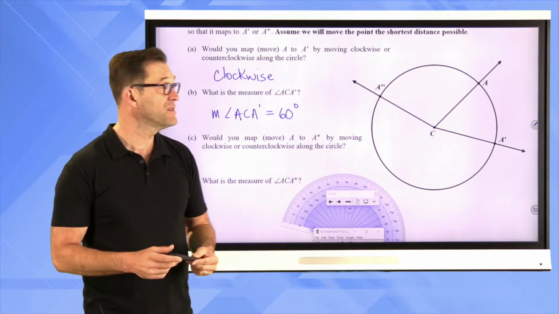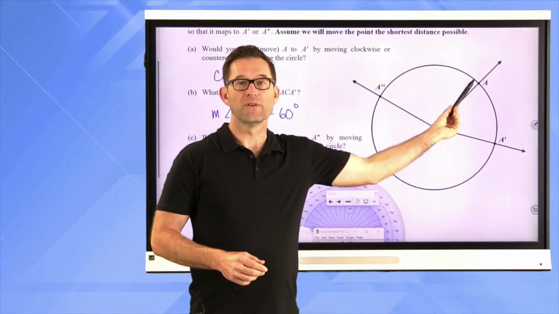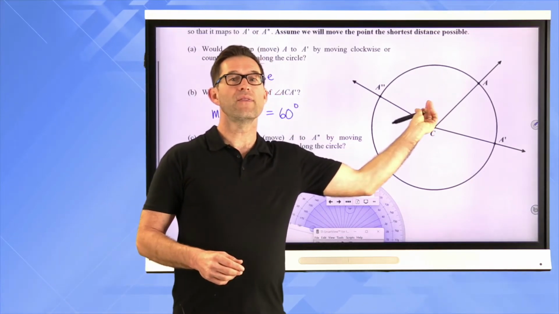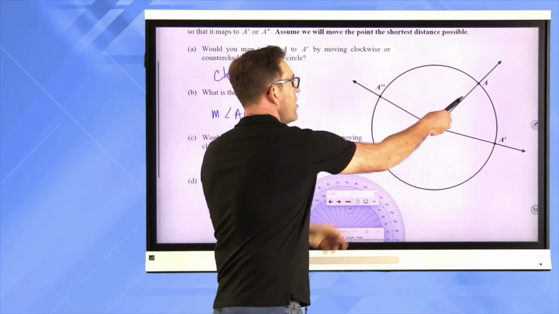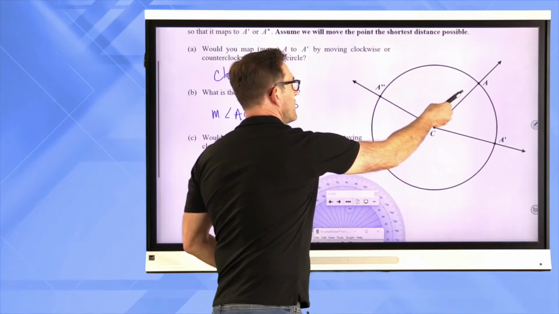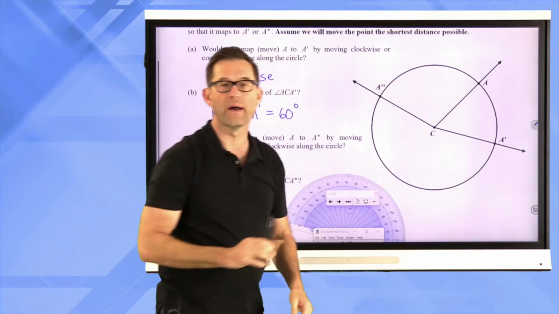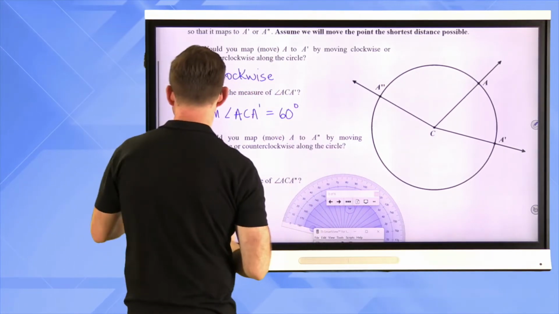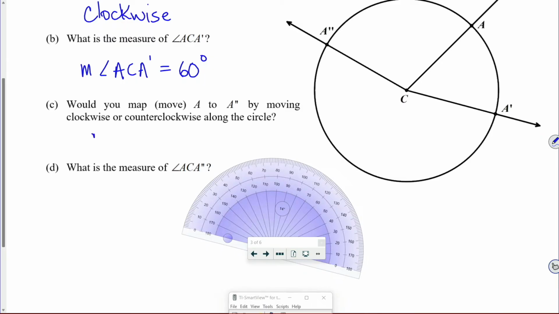All right, well, in this case, what I'm doing is taking point A and moving it in this direction. That's very difficult to do. And I'm moving it in this direction, and that direction is going to be counterclockwise. Sometimes we'll just abbreviate that CCW.